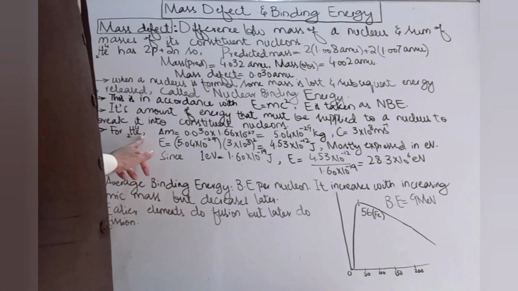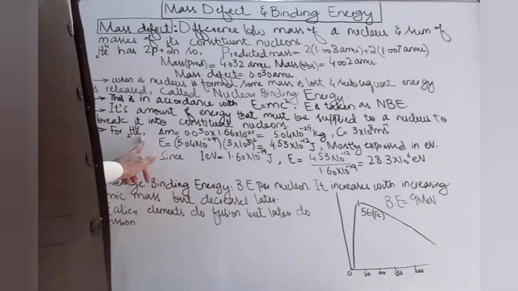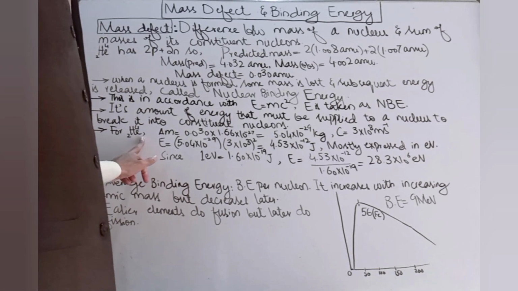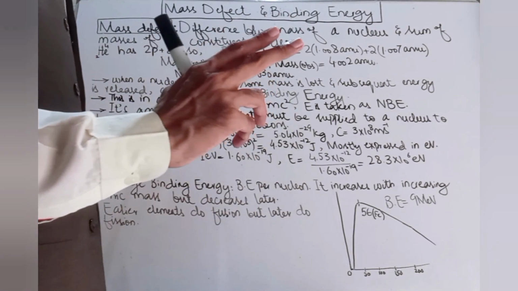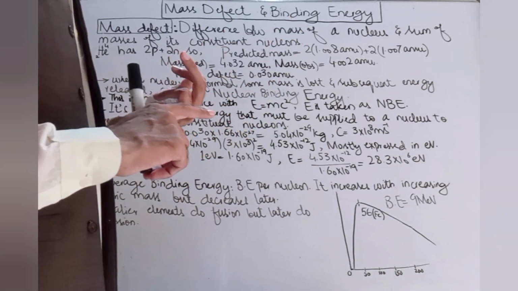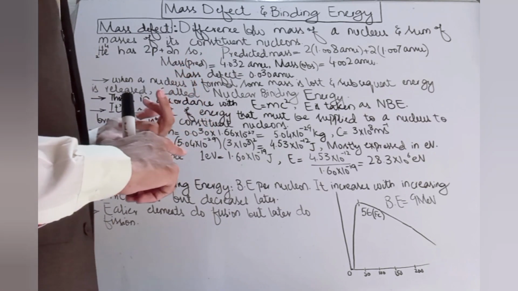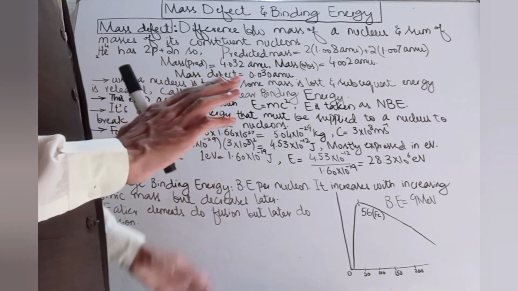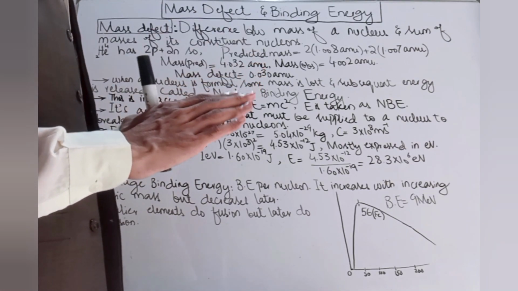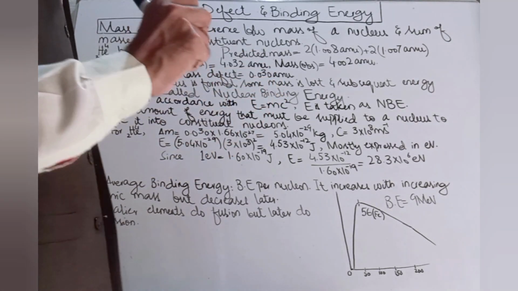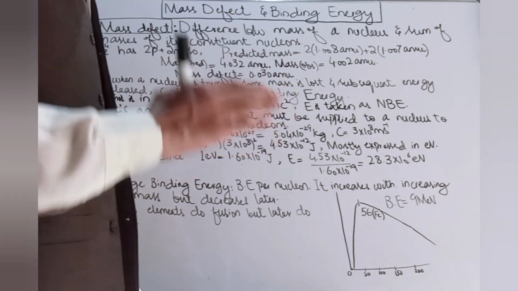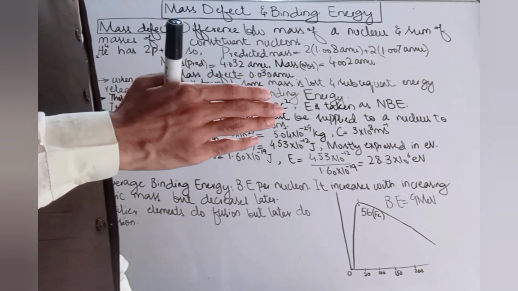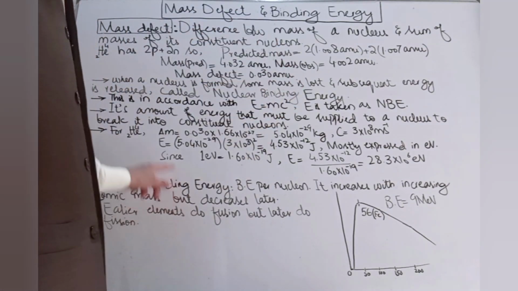For helium-4, we can calculate the nuclear binding energy if we know two things. One is delta M, the mass defect, and the other is c, the speed of light, which is a constant quantity in vacuum. So the only thing we must know to calculate the nuclear binding energy is the mass defect, shown by delta M.